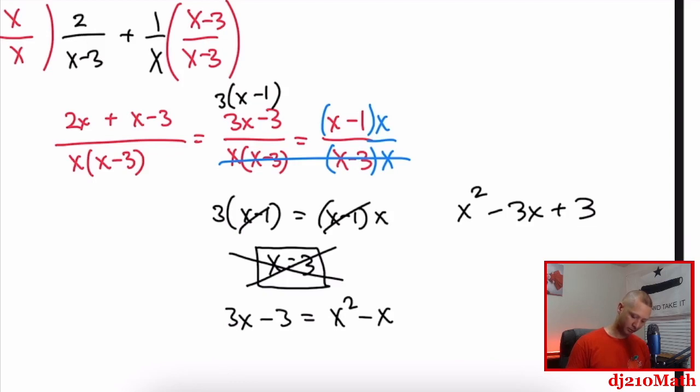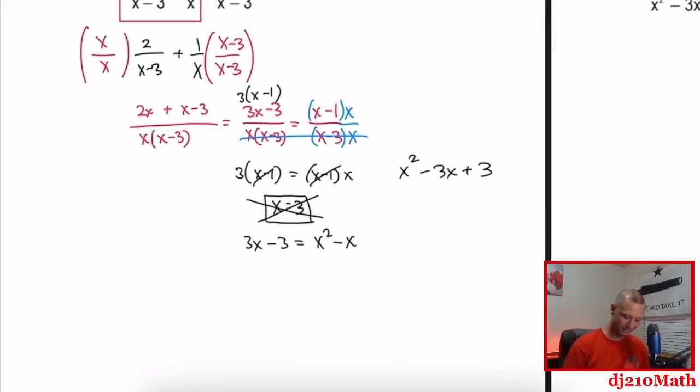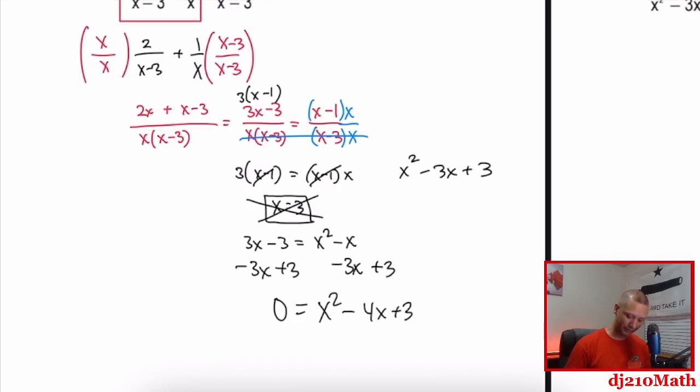Because when, oh no, it's changing now. It's changing on me. Does that mean I made a mistake before? Did I make a mistake now? So 3x minus 3 is equal to x minus 1 times x squared x. So if I minus 3x plus 3 plus 3, 0 is equal to x squared minus 4x plus 3. Oh, I made a mistake before. Okay.